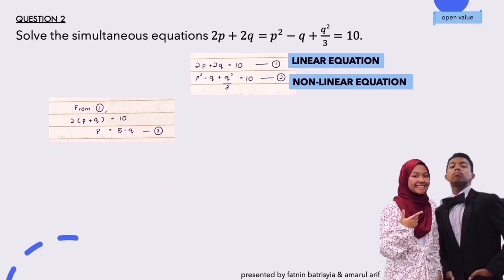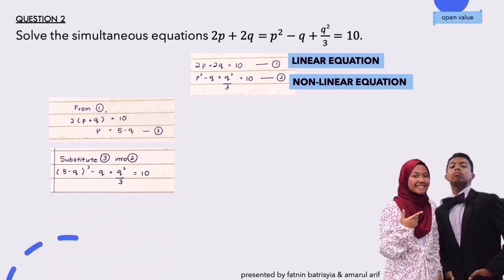From equation 1, factorize the equation until it becomes 2 bracket p plus q bracket equal to 10. Then express p in terms of q to make equation 3. After that, substitute equation 3 into equation 2. Now, expand the equation until it becomes 25 minus 10q plus q power of 2 minus q plus q power of 2 over 3 equal to 10.